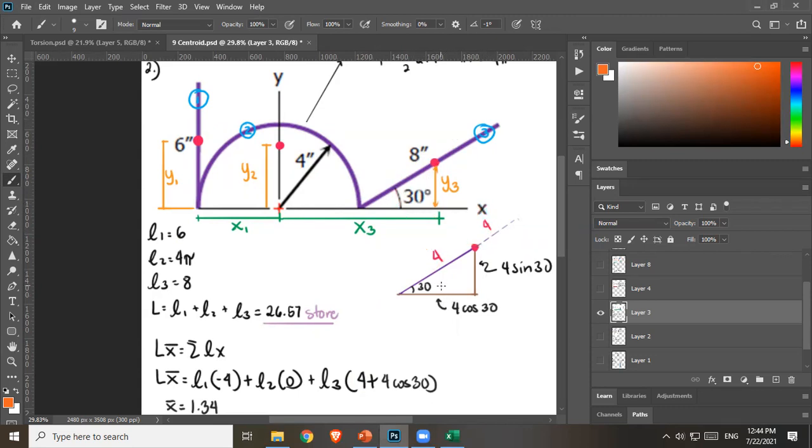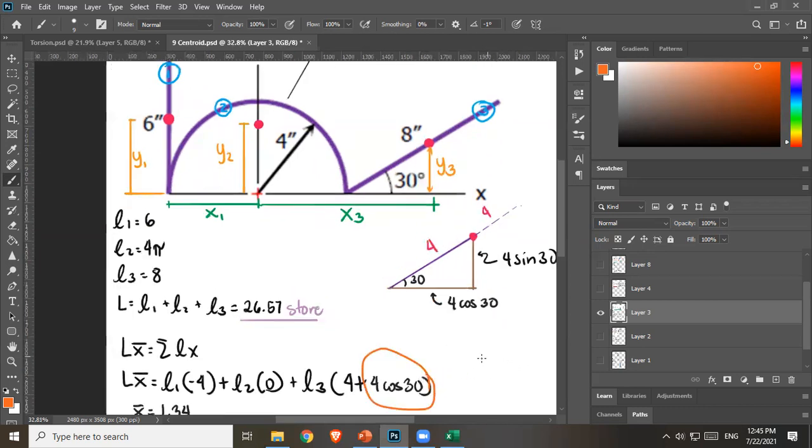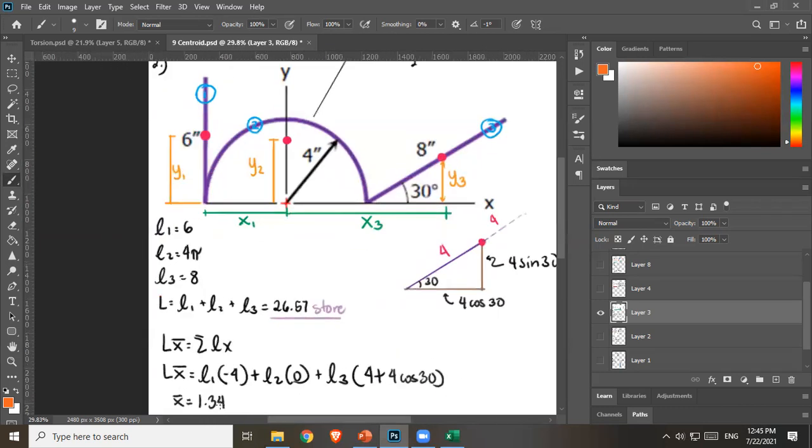And then the angle is given, 30. I need this, which is the base of our right triangle, and we'll use trigonometric functions to get that. We'll use cosine. Cosine 30 equals adjacent over hypotenuse. So the adjacent, which is the base, is hypotenuse times cosine 30, which is 4 cosine 30. So that's why this is just plus 4 cosine 30. Solving for that, you get 1.34.